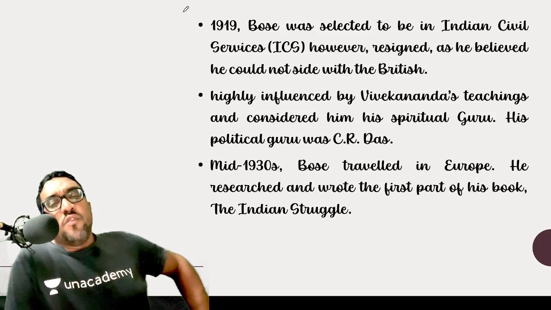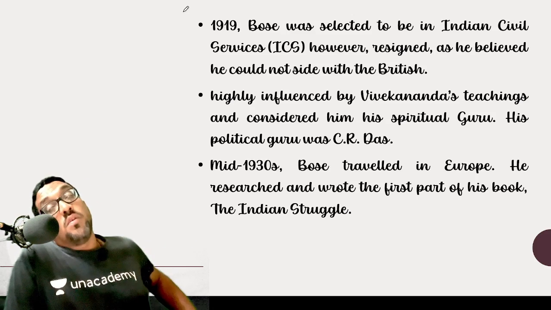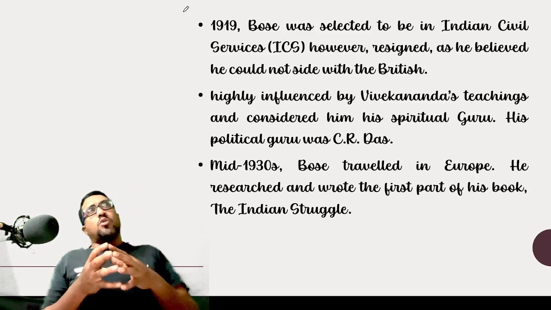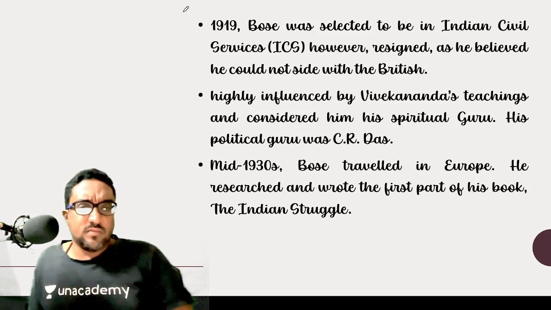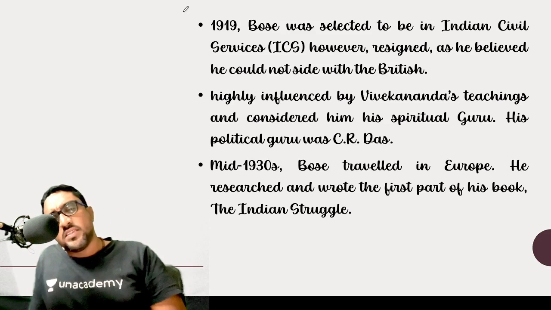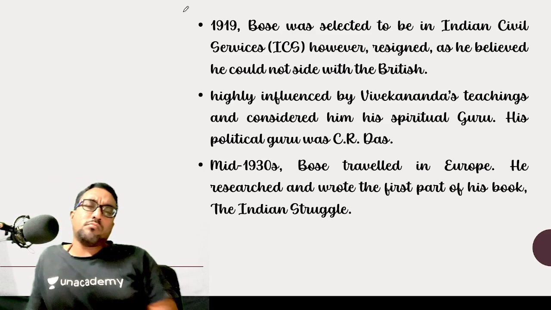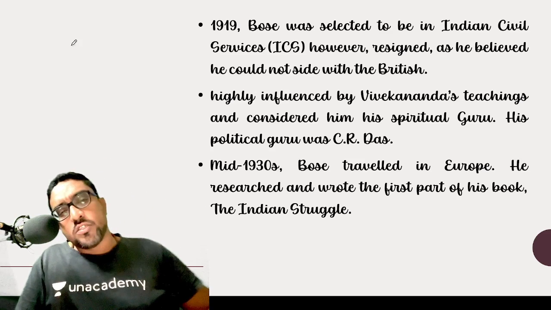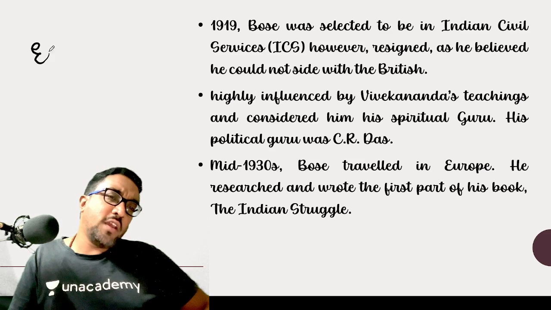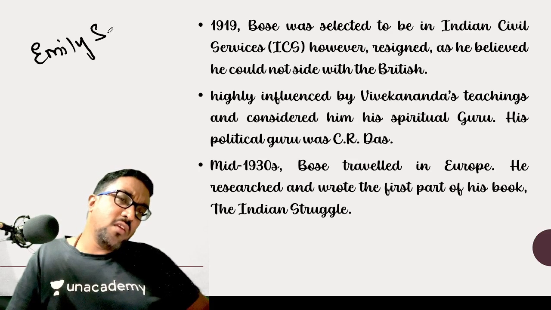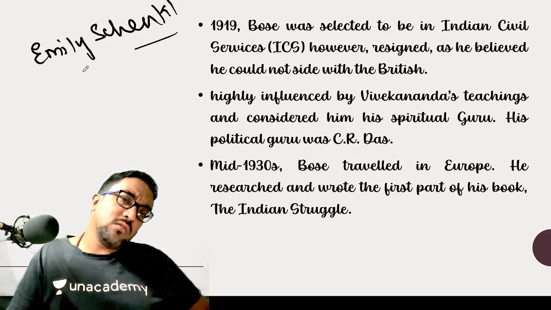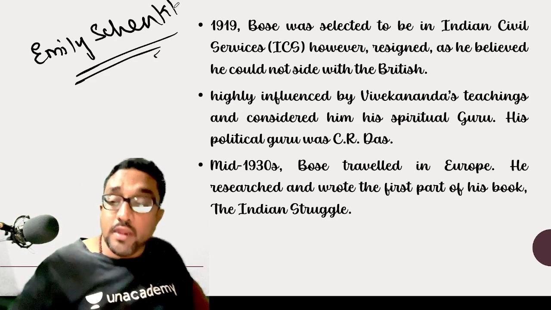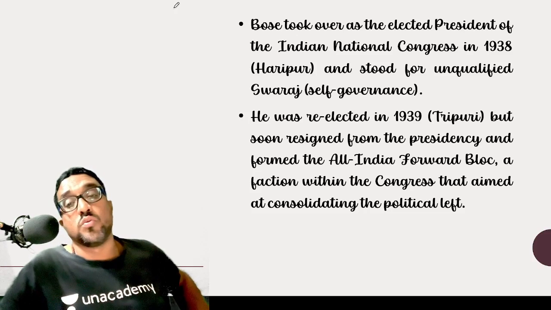And Bose was highly influenced by Vivekananda's teachings. Bose considered Swami Vivekananda his spiritual guru, while Bose's political guru was Chittaranjan Das. Around the mid 1930s, Bose traveled to Europe. He researched and wrote the first part of his book, The Indian Struggle. It was in Europe that he met his future wife, Emily Schenkel. Emily Schenkel was a German lady whom he later married when he went to Germany.